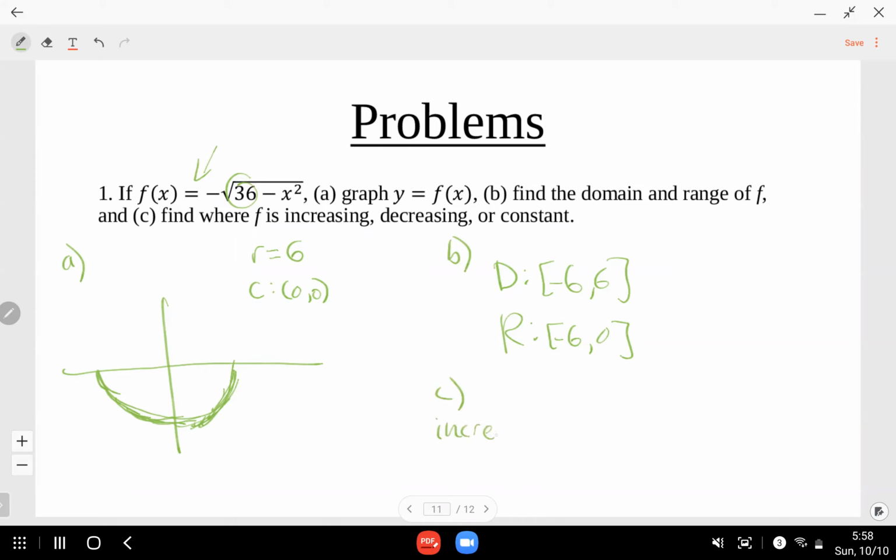Increasing: 0 to 6, right? Here you increase to here. When does it decrease? Decrease to here. So basically the opposite of that would be -6 to 0. And of course, when it's constant, there is no point where it's constant, so that would be no solution.